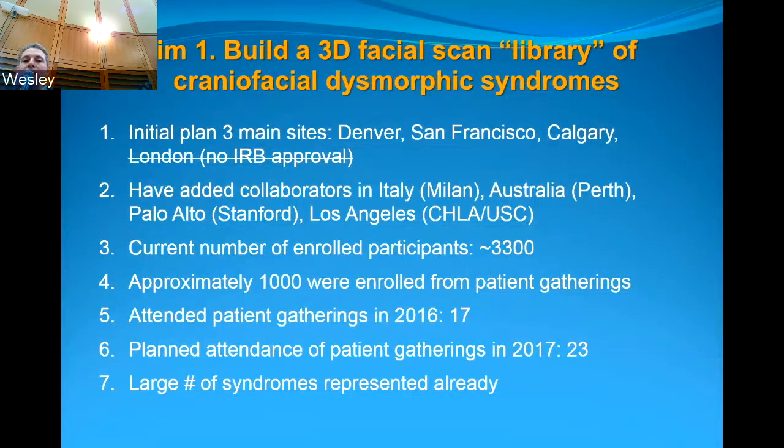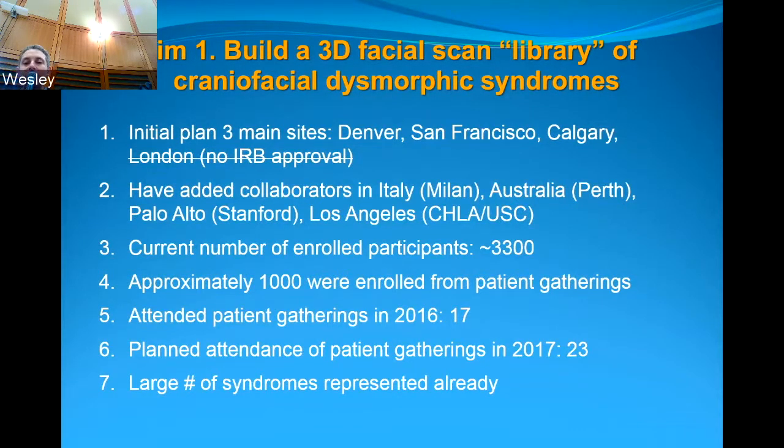So for aim 1, our initial plan was to have several sites, including Denver, San Francisco, Calgary, and London. We had to drop London relatively early because there was no IRB approval. So our first 3 sites were the ones represented here. Then we've added a number of collaborators, which has been really great in terms of increasing recruitment, including in Milan, Australia, at Stanford, and LA. And Pedro Sanchez, who's here today, is the head for our CHLA site.